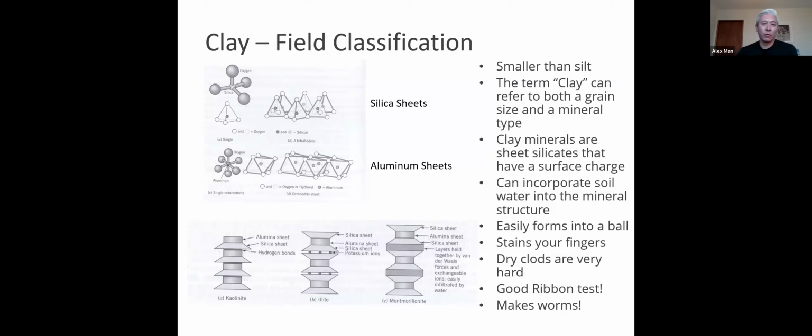Clay is a totally different animal. The term clay refers to two different things: both the particle size, so it's now smaller than silt, but clay also refers to a mineral type. A clay mineral is a sheet silicate, so it's layered silica sheets with aluminum sheets, and because of that structure, it has an electric charge on its surface. You can imagine these as little tiny cornflakes, with a little electrical charge on them that attracts water. So water can become part of its mineral structure, basically.